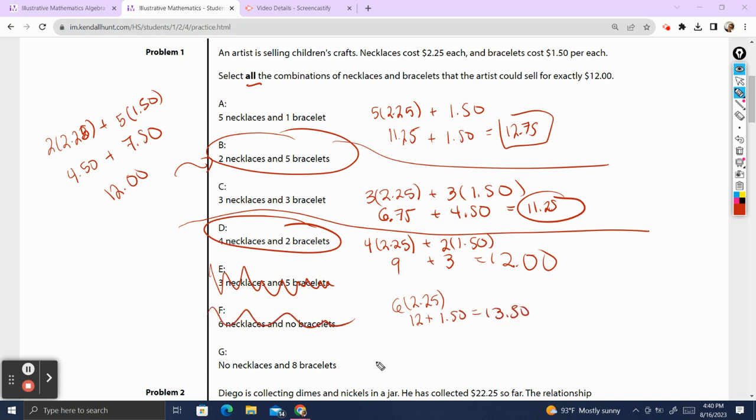No necklaces and 8 bracelets. In this case, it's 8 times $1.50. 2 bracelets are each $3, and we have 4 sets of 2, because it's 8, let's get just $12. So this one is correct.